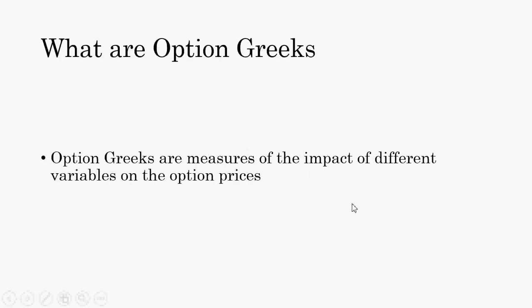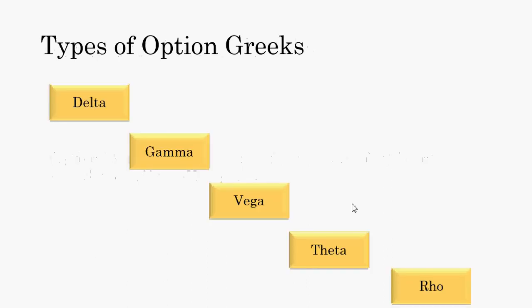Hi, this video is about option Greeks. We have seen already that there are different factors which affect the price of an option. Now, option Greeks is a measure as to what is the impact of those factors on your option prices. It is going to give you in terms of numbers as to if a particular factor is changing by a certain amount, how much will that affect the option price.